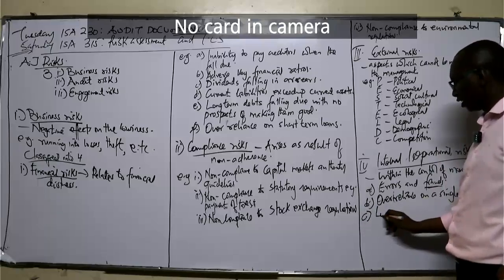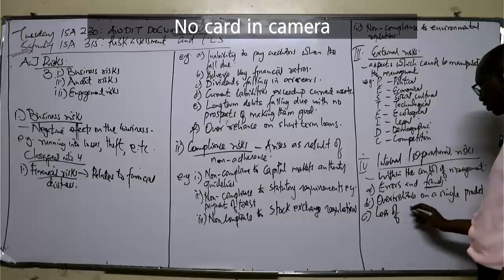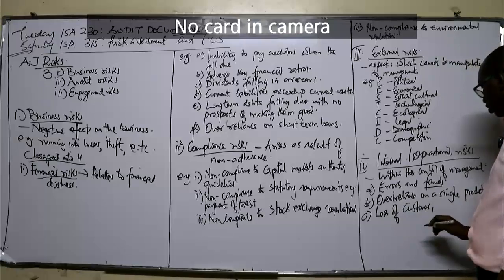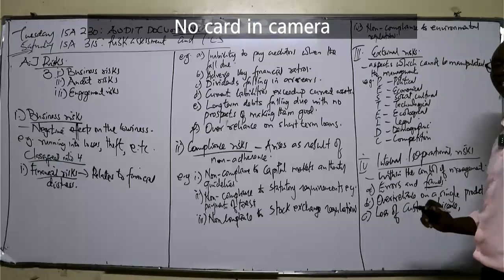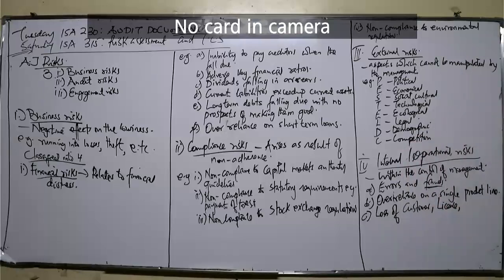C, we talk of loss of customer, loss of license. Can you recall the element of franchising? What was franchising? Trading under somebody's name. You can be given a franchise by Coca-Cola to sell their product or even manufacture. We have manufacturing franchising. But of course, it operates under very strict guidelines. So you can lose the license because of non-compliance. There are do's and don'ts in a franchising agreement. You go against some, then you're likely to lose the license. So it's internal.